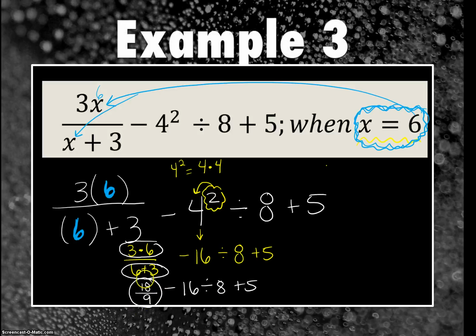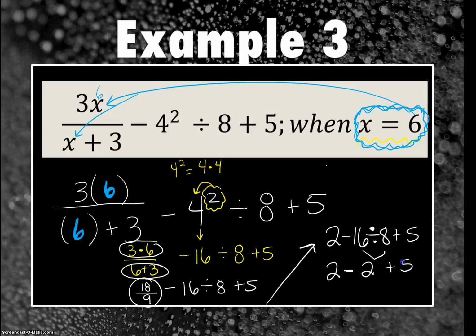I'm going to do this division first because when you have a fraction, it is division. 18 divided by 9 gets you 2, minus 16 divided by 8 plus 5. I see division. I have to divide these two first. 2 minus 16 divided by 8 is 2, plus 5. Now I need to solve from left to right. 2 minus 2 is 0, and 0 plus 5 is 5. My final answer is the number 5.